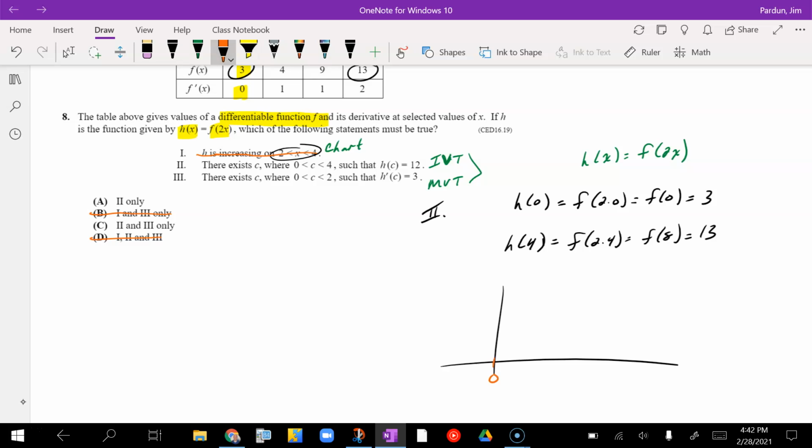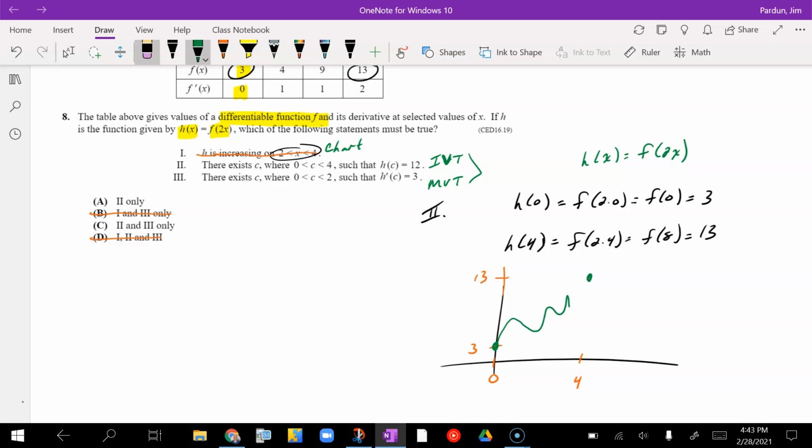It says at 0 and at 4. At 0, the output is 3, and at 4, the output is 13. So I have this function, I guess I'll graph it in green, that goes from 3 to 13. I don't know what it does. I just know it's continuous.